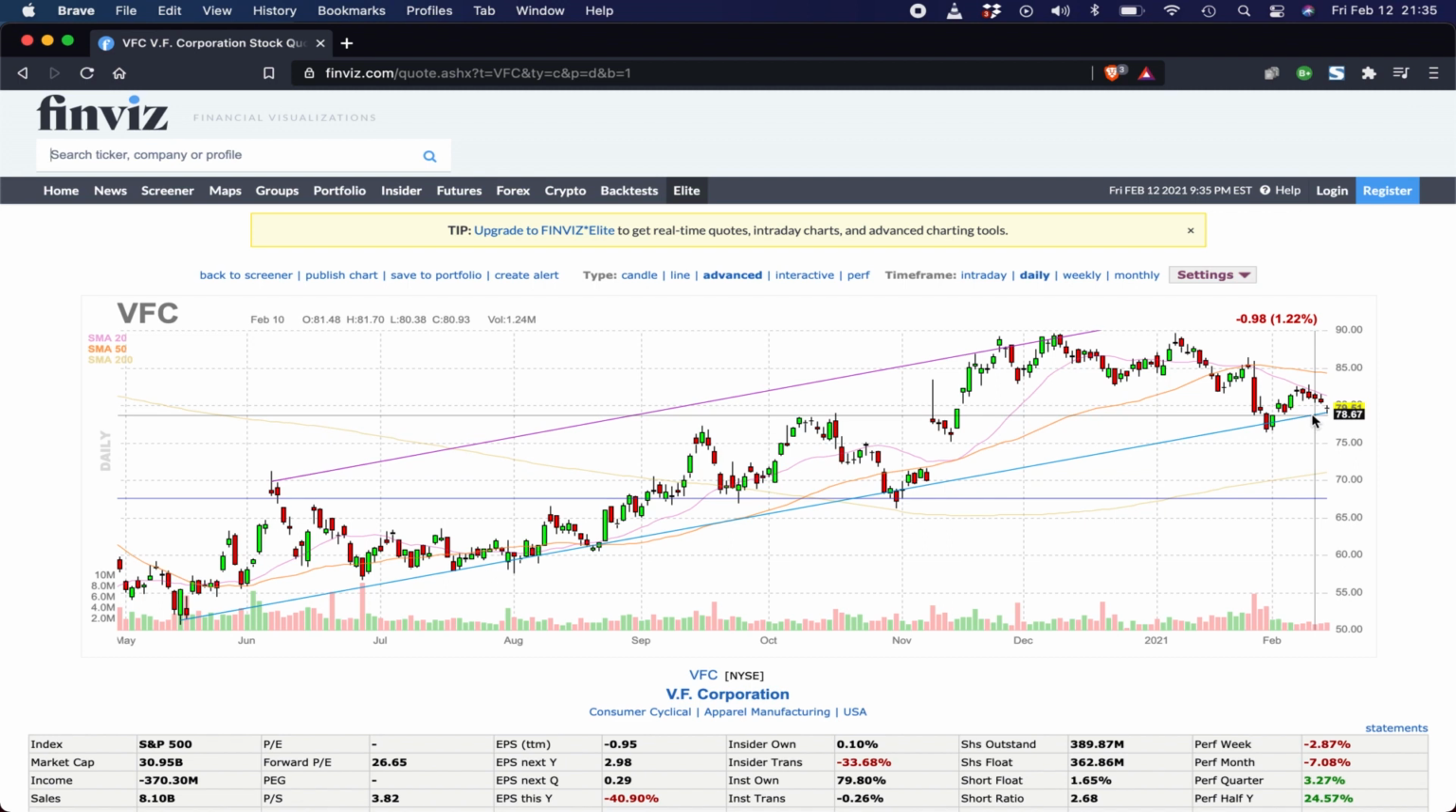Now you don't have to worry about manually establishing these, as you can clearly see the resistance and the support lines. Now you can potentially consider going long in this stock. You can buy the stock because the stock is nearing the trendline support line. And so for example, you can enter at 79.51.